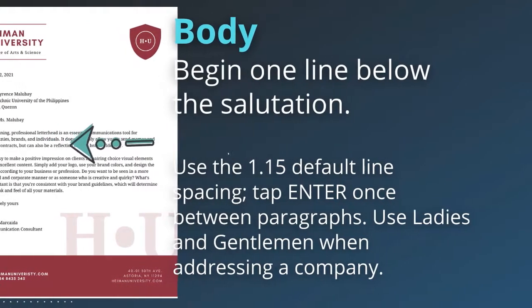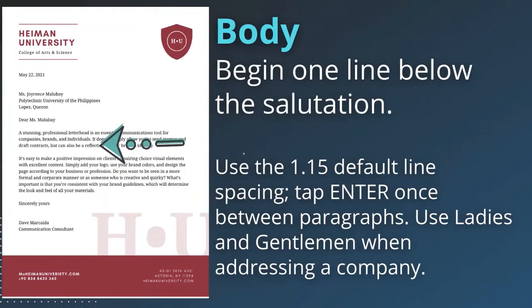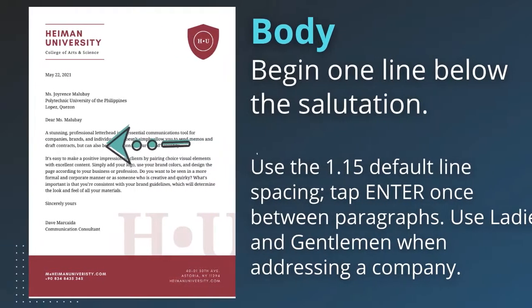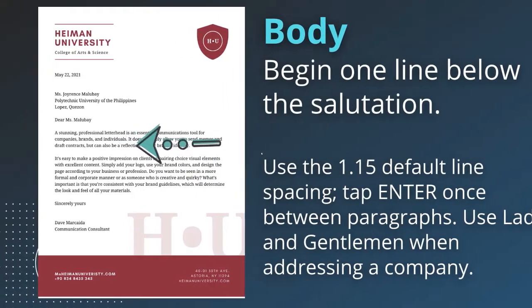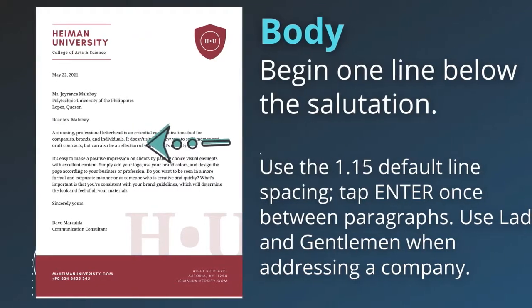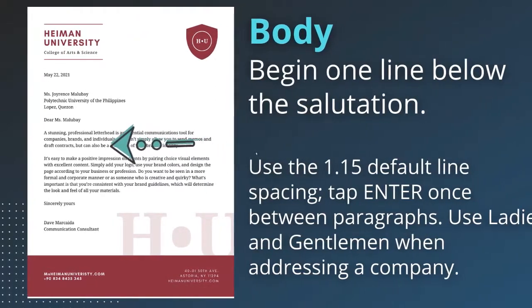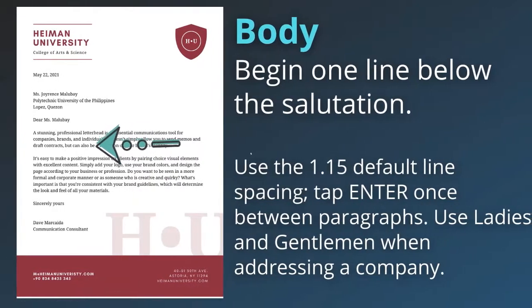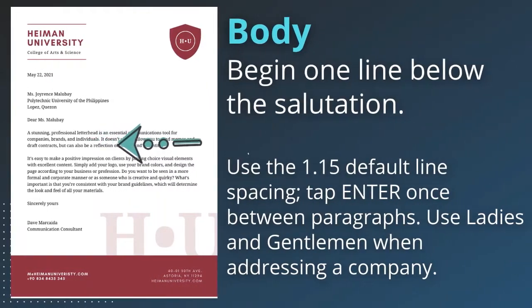Next is the body or the message. Begin 1 line below the salutation. Use the 1.15 inch default line spacing. Top enter once between paragraphs, and you can use Ladies and Gentlemen when addressing a company.